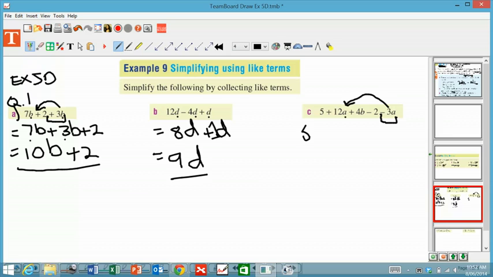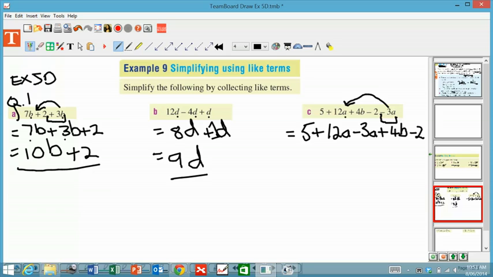So I'm going to write the 5 plus 12a minus 3a, and then the plus 4b, and the minus 2 goes at the end.